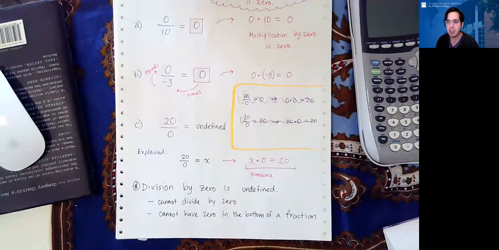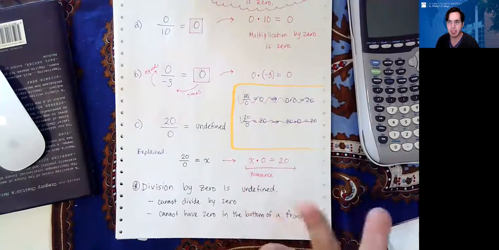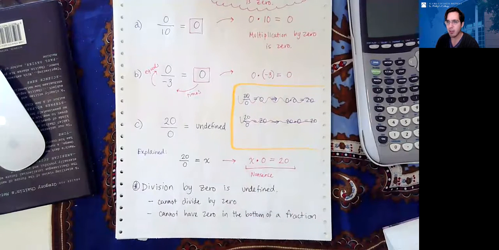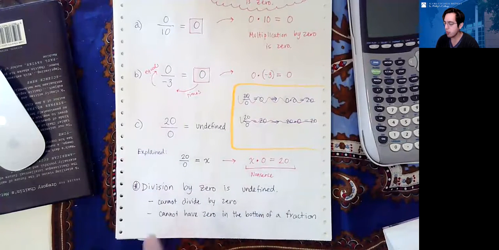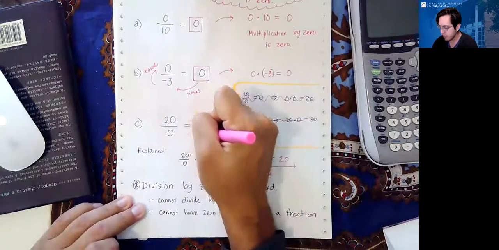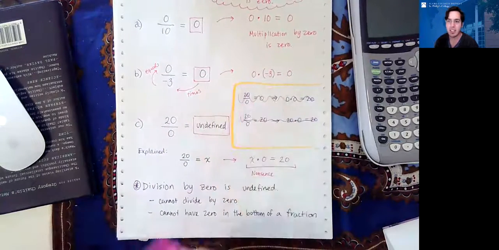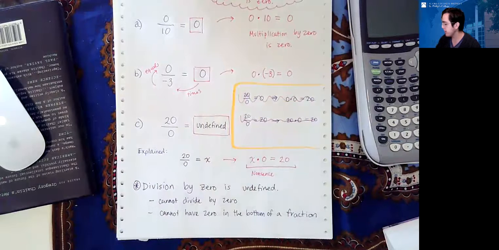It violates our rule for multiplying by 0, and that is a law. We cannot violate that. So whenever we have 0 in the bottom of our division problem, we just have to say our answer is undefined, or sometimes you might say that there's no solution. Okay.